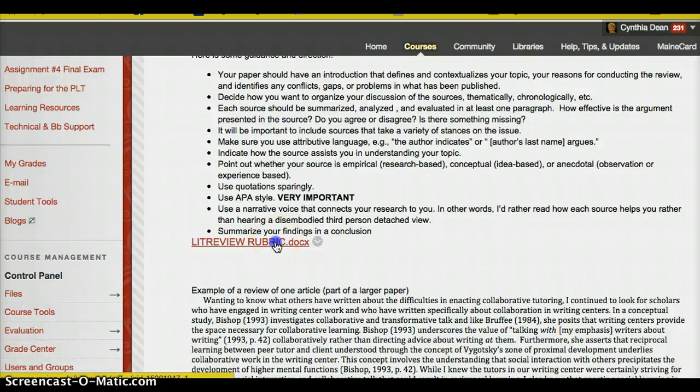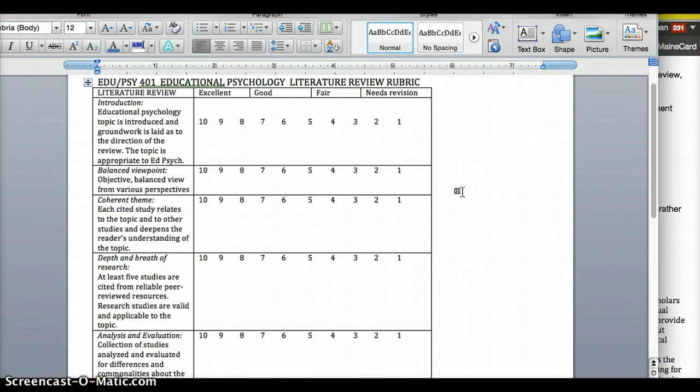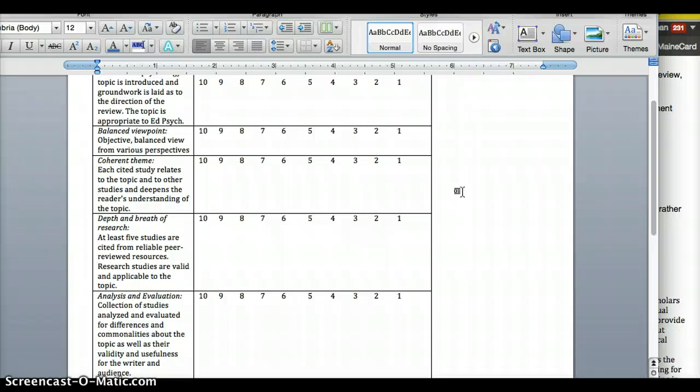Here's the rubric that I will use to score your papers. Do you have an introduction? Is the groundwork laid for the direction of the review? Is the topic appropriate to EdPsych, okay? Is there an objective, balanced view from various perspectives? In other words, you haven't just front-loaded your paper with everybody that agrees with you. Is there a coherent theme that goes throughout the paper?